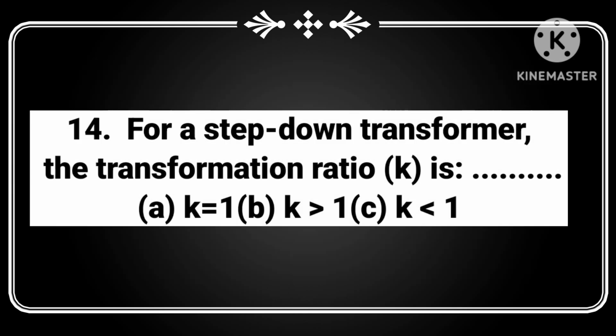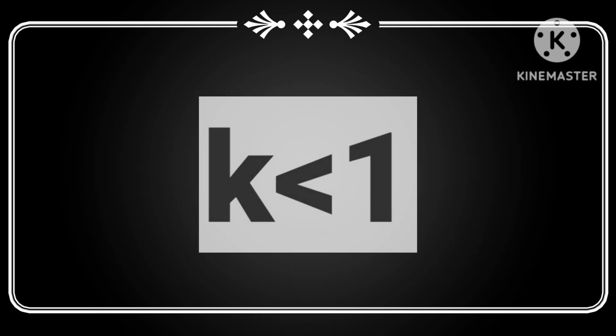For a step-down transformer, the transformation ratio K is dash. A. K equal to 1. B. K is greater than 1. C. K is less than 1. And the correct answer is K is less than 1.